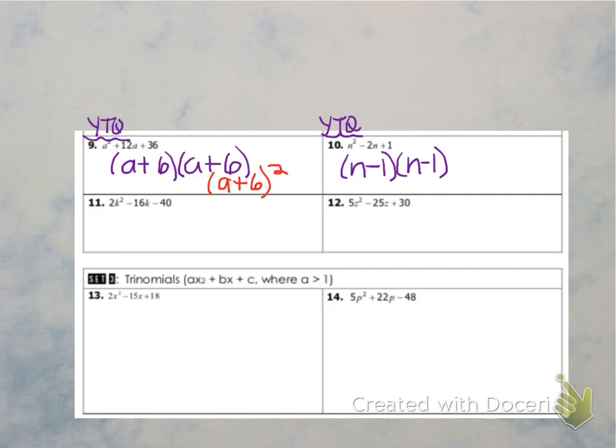And then for number 10 as well, that's a perfect square trinomial. So you could write this as n minus 1 squared. Okay. So in the event that you have identical binomials, you can always just write that as the binomial squared.